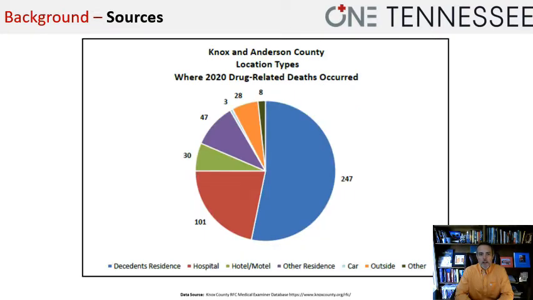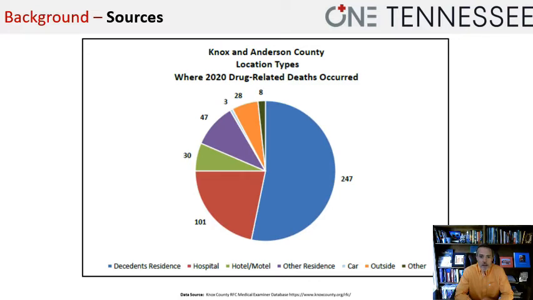When we take a look at where overdose deaths are happening, it might not be where you think. I would have thought these would be in motels and trap houses and dark alleys, but the majority of overdose deaths are happening right at home. So if you think back about adverse childhood experiences, what could be more traumatic than coming into your parents' bedroom and seeing them dead, having died of an opioid overdose? Not only is this affecting the user, it affects the entire family.